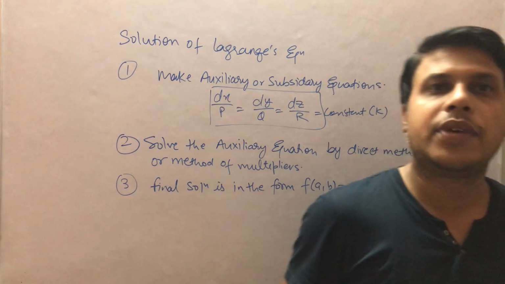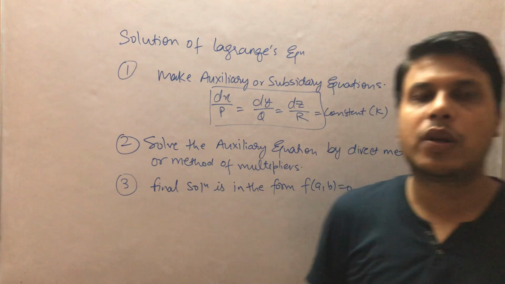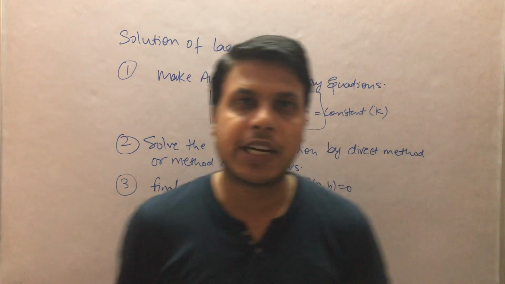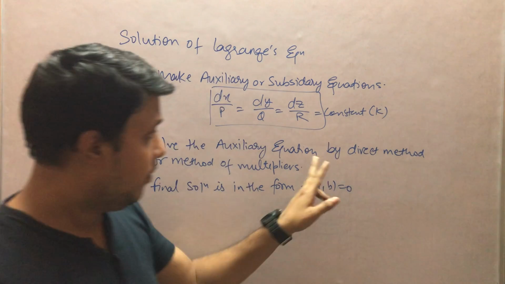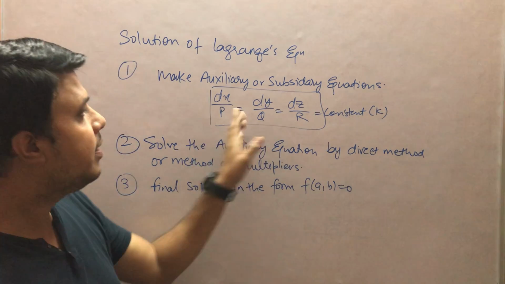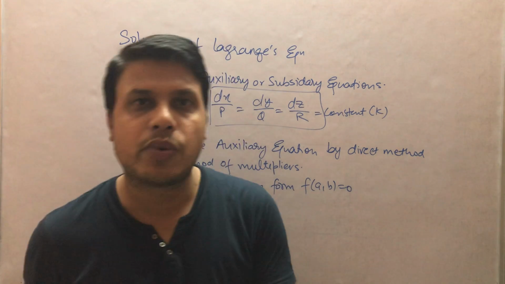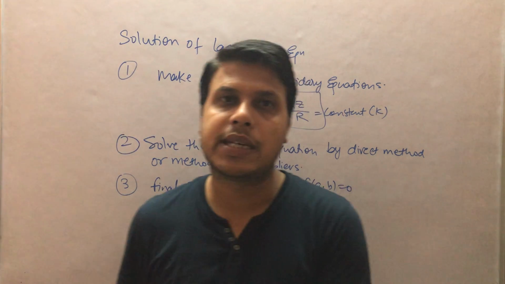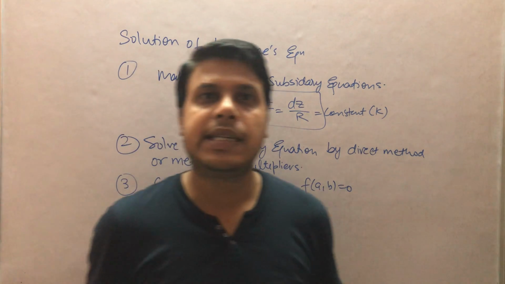And in the second step, we have to solve the auxiliary equation, which can be done in two ways. First, following the direct method, or second, the method of multipliers. So direct method means we can see there are certain terms which can be separated easily, that is the terms of x can be taken to one side, and the terms of y can be taken to another side, so that we can easily integrate.